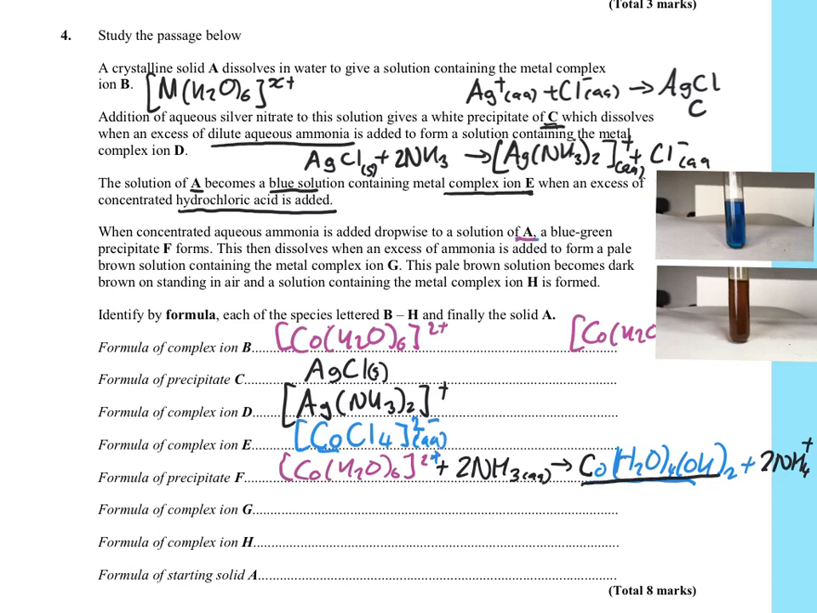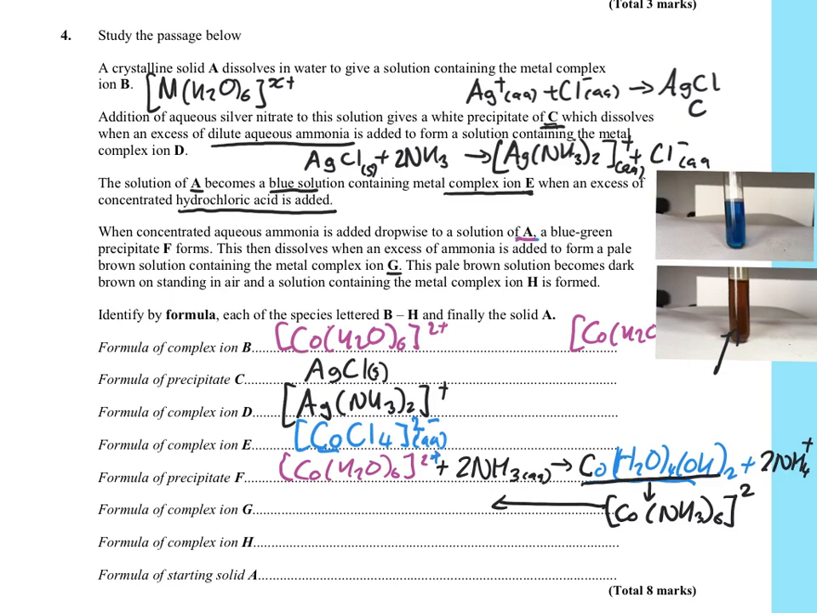This then dissolves in excess to give a brown solution, which is complex ion G. So the complex ion G is when we have ligand substitution and the waters are removed and ammonia replaces each of the water ligands, and we get 6 of these surrounding it, and that is the complex ion G, which is brown.